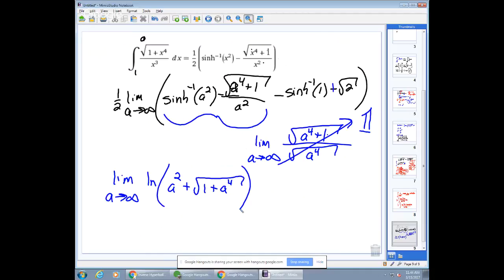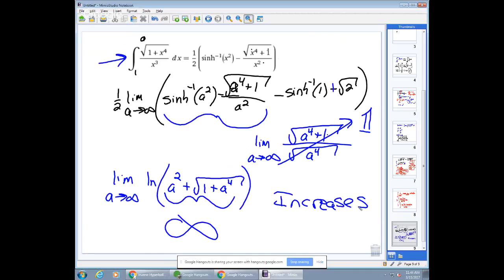Well, would you agree that as a gets big, this whole thing gets big? And what happens to the natural log of a number that gets bigger and bigger and bigger? It goes to infinity. So what can we say about this particular integral right here? It's infinitely large. It diverges. It increases without bound. Which leaves us with a bit of a problem.